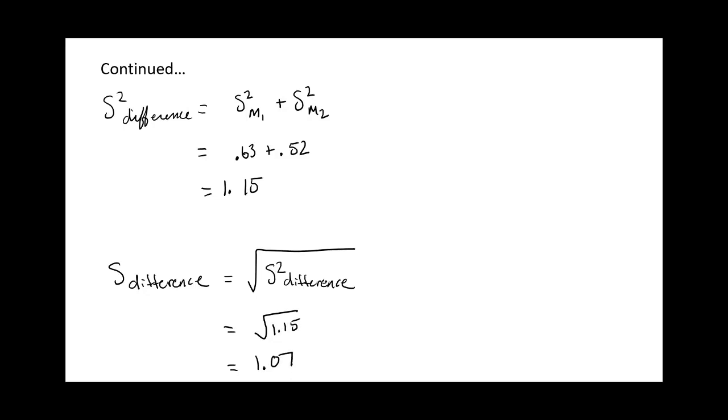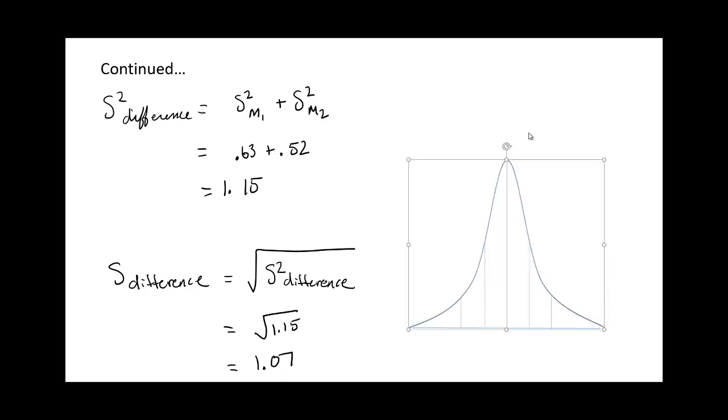1.07. So what we've done here is created a distribution of means that allows us to look at the difference between the groups to find out if the difference between the groups is significant compared to a situation where there is no difference, meaning 0.